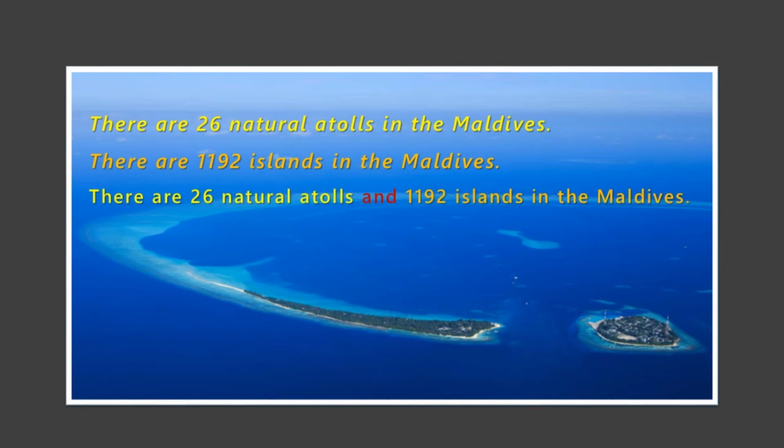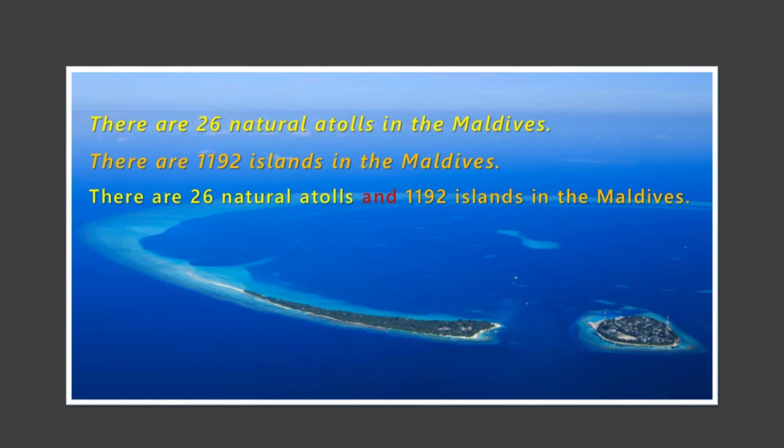There are 26 natural atolls and 1,192 islands in the Maldives. The word and is a coordinating conjunction. I have taken the first half of the first sentence and the latter half of the second sentence. Now we have created a compound sentence, okay?